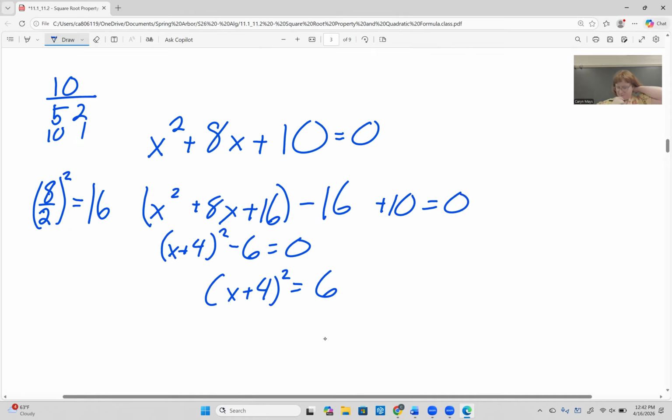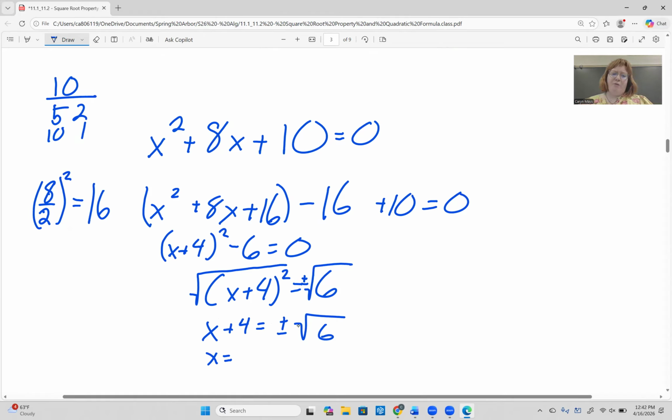And then what? Square root both sides. When I take the square root, what gets added in? Plus or minus on the number. So there's a little plus or minus right there. Square root of something squared is x plus 4 equals plus or minus the square root of 6. And then what's the last thing to get x by itself? Subtract that 4.